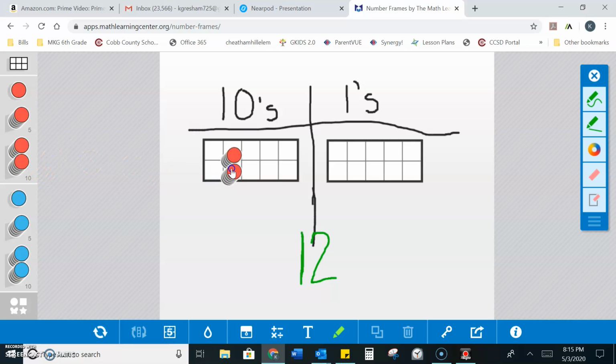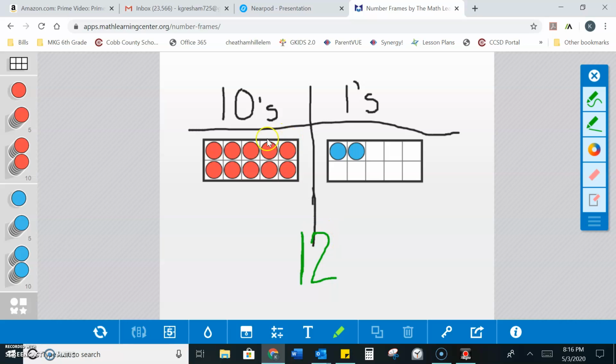So I'm going to show you one group of 10. So this is 10, and then we have some extra ones. How many extra ones do we have? Well, we have 2 in this number. So I'm going to use this 10 frame on the one side, and I'm going to show 2 extra ones. Okay, so I now have one group of 10 and 2 extra ones.